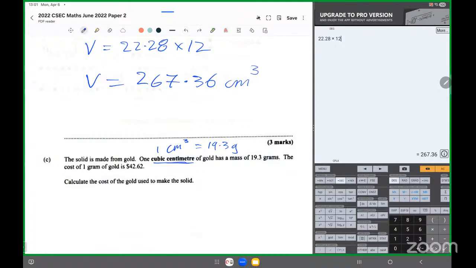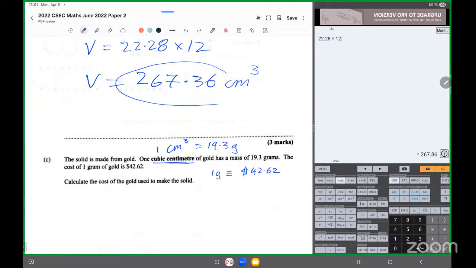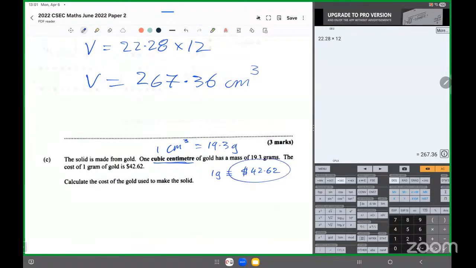It says the cost of 1 gram of gold is $42.62. So to get the cost of the gold, we need to know what the total grams of gold is, and then multiply by this amount per gram. So we have to do that now.